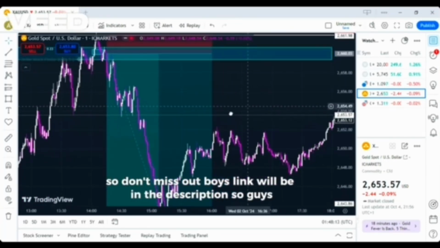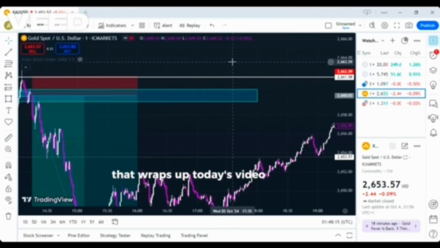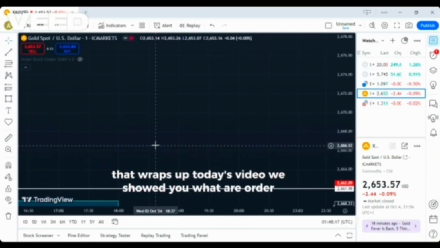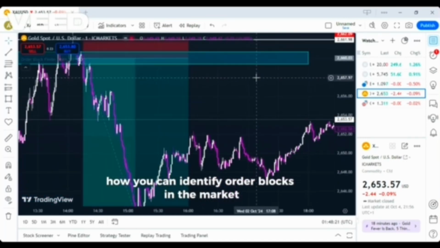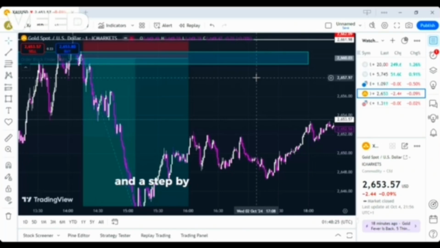So guys, that wraps up today's video. We showed you what order blocks are, how you can identify order blocks in the market, the 3 secrets to using order blocks, and a step-by-step strategy on how you can implement that in the market today.